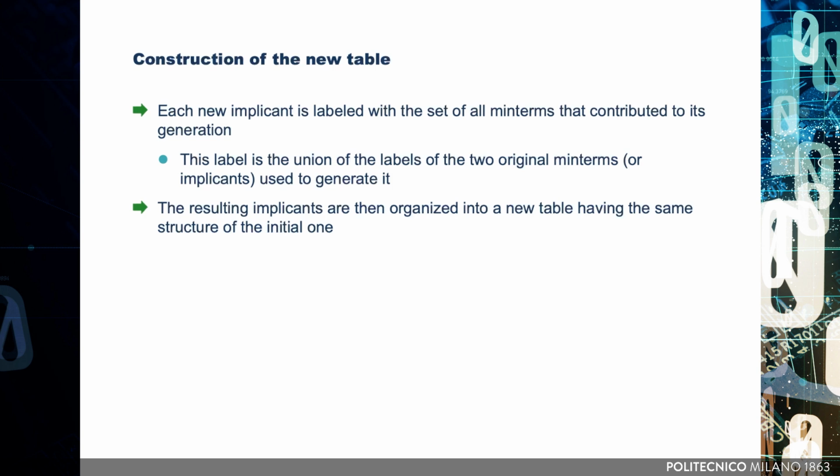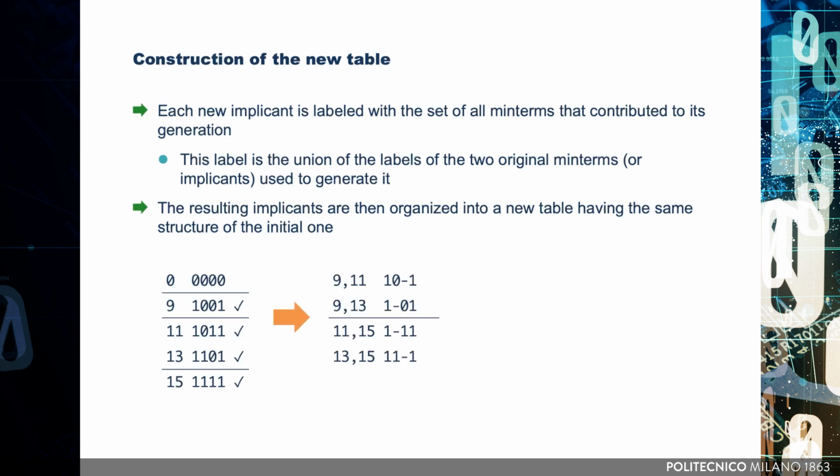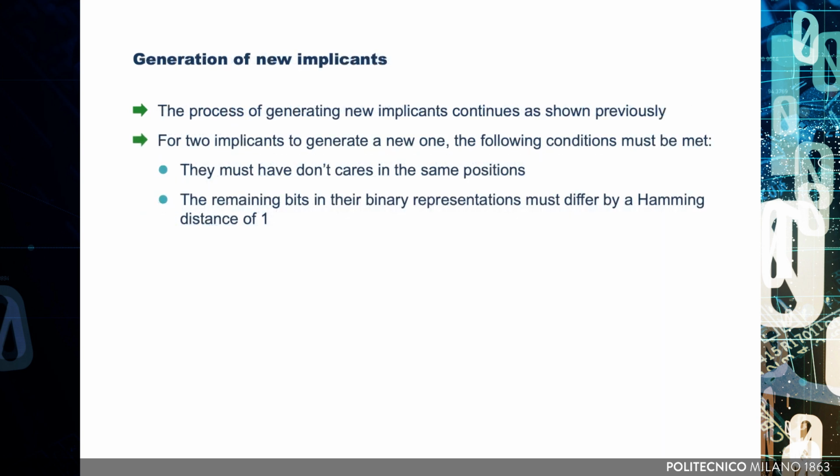Each implicant in this new table is assigned a label consisting of the list of all minterms that contributed to its generation. In our previous example, we obtained 4 new implicants of dimension 2, which are organized into 2 groups based on the number of 1s in their binary representation. At this stage, none of these new implicants is marked, as they have not yet been involved in any further reductions. We now continue the prime implicant generation phase, applying the same reduction strategy introduced earlier.